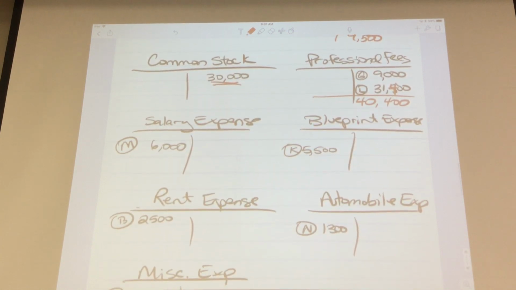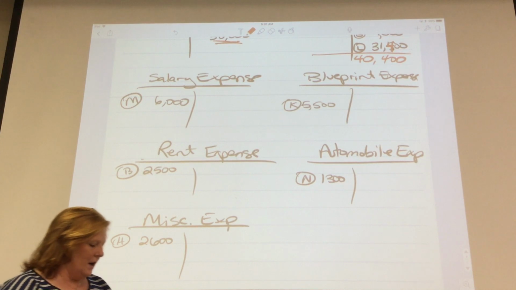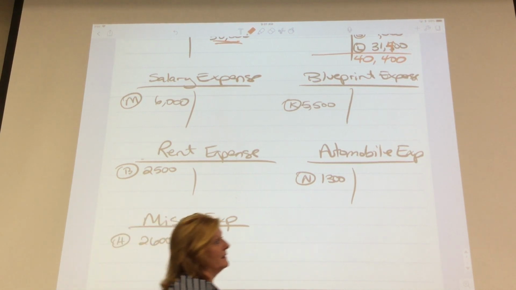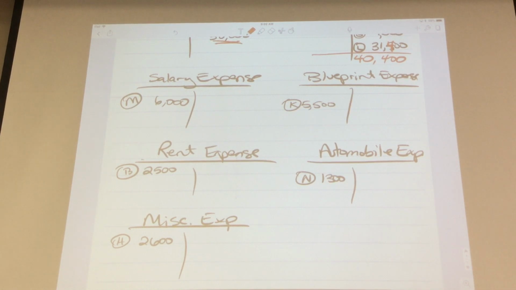All right, your expense accounts all had one transaction, so they have a balance of that one transaction. Yes? I have a question about expenses. Can you put them all together? No. Because, well, on an income statement, if it's a simplified income statement, you can lump them all together.